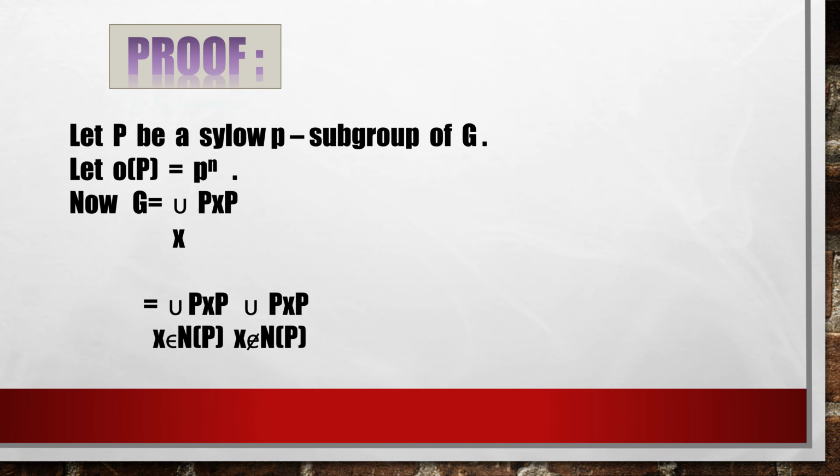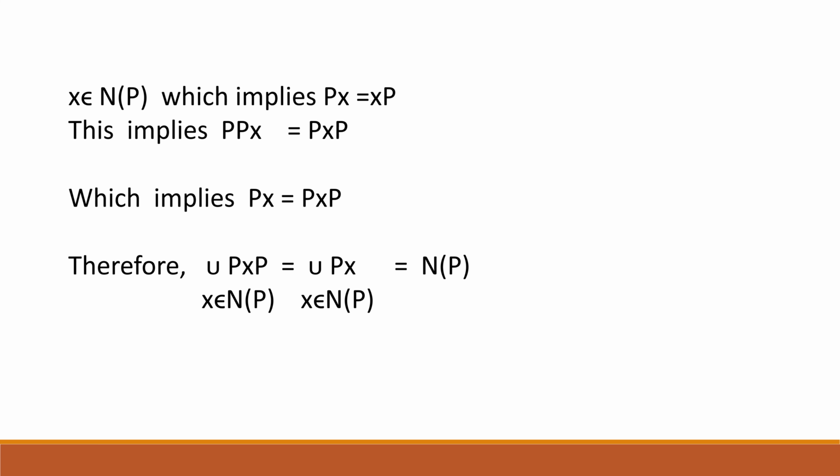Now G is equal to the union of xP x over all x, which is equal to the union over x belonging to the normalizer of P of PxP, union over x not belonging to the normalizer of P of PxP. x belongs to the normalizer of P, which implies that Px is equal to xP. This implies that Px is equal to Pxp. Therefore, the union over x belonging to the normalizer of P of Pxp is equal to the union over x belonging to the normalizer of P of Px, which is equal to the normalizer of P.